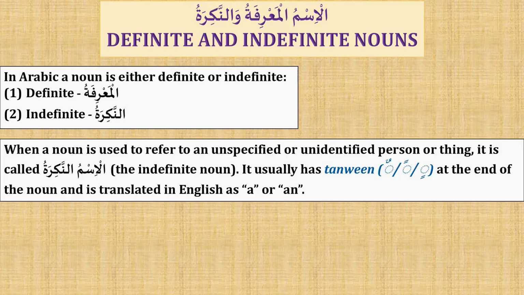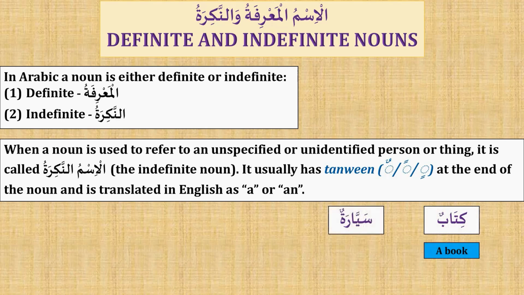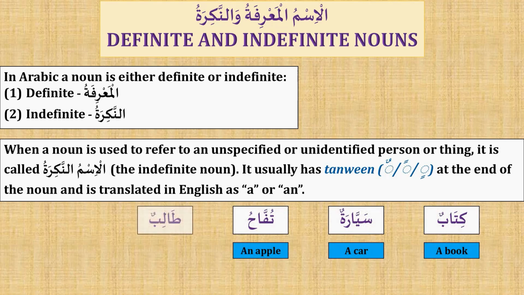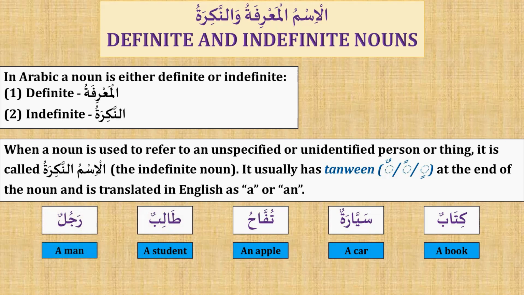When a noun is used to refer to an unspecified or unidentified person or thing, it is called Al-Ismu Nakira, the indefinite noun. It usually has tanween, dammatain, fathatain, or kasratain at the end of the noun, and it is translated in English as a or an. Examples: kitabun, a book; sayyaratun, a car; tuffahun, an apple; talibun, a student; and rajulun, a man.